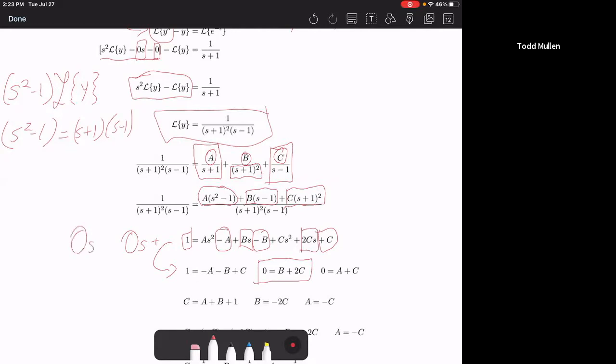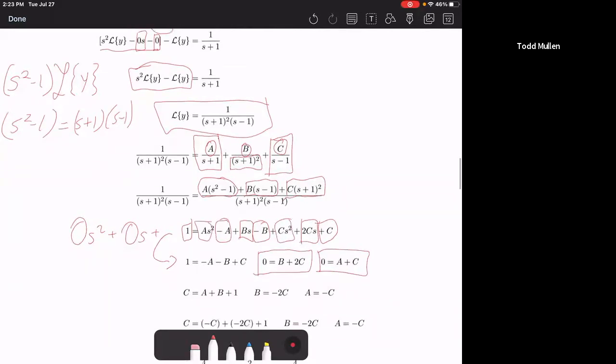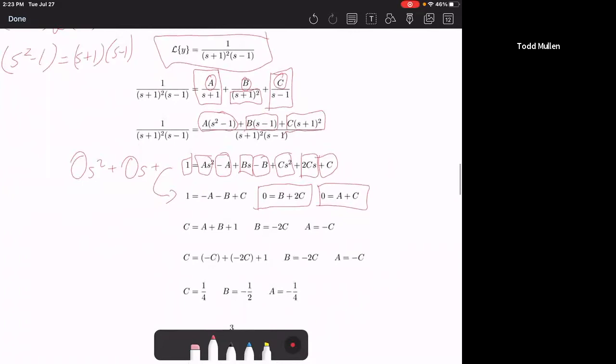And there are 0 s squareds on the left as well. So that's where we get the s squared coefficients, a plus c. Solve, solve, solve, and we get our values. C is 1 over 4, B is negative 1/2, and A is negative 1 over 4. So we're going to plug those back in to this equation.